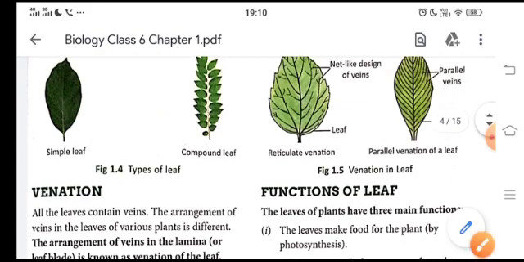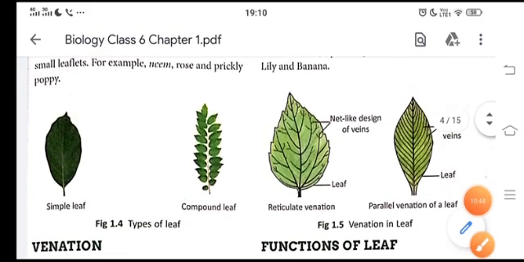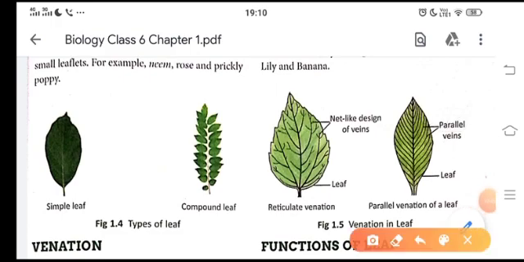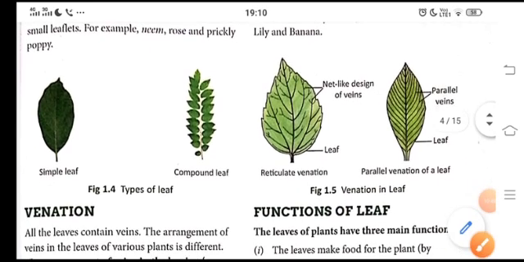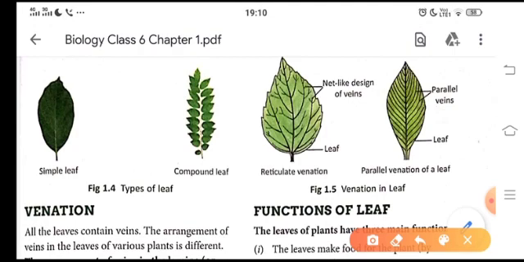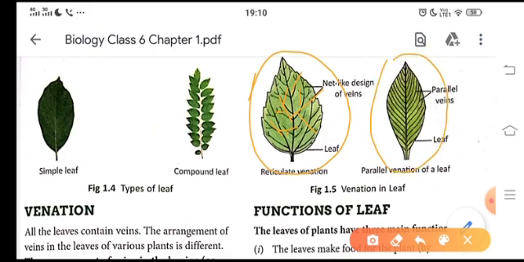See children, see the diagram 1.5. In 1.5, reticulate venation is there. See children, this is a network of veins. Now they are forming irregular branches. So this is reticulate venation, and number 2 is the parallel venation. So these veins are running parallel to each other. That means they are running side by side, but they never meet with each other.